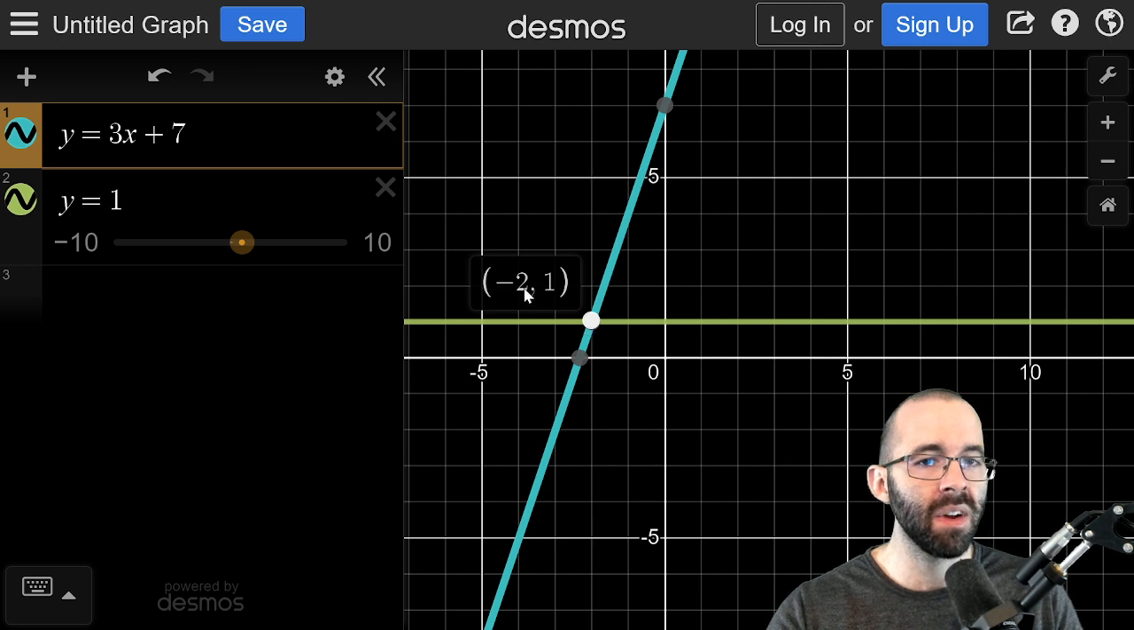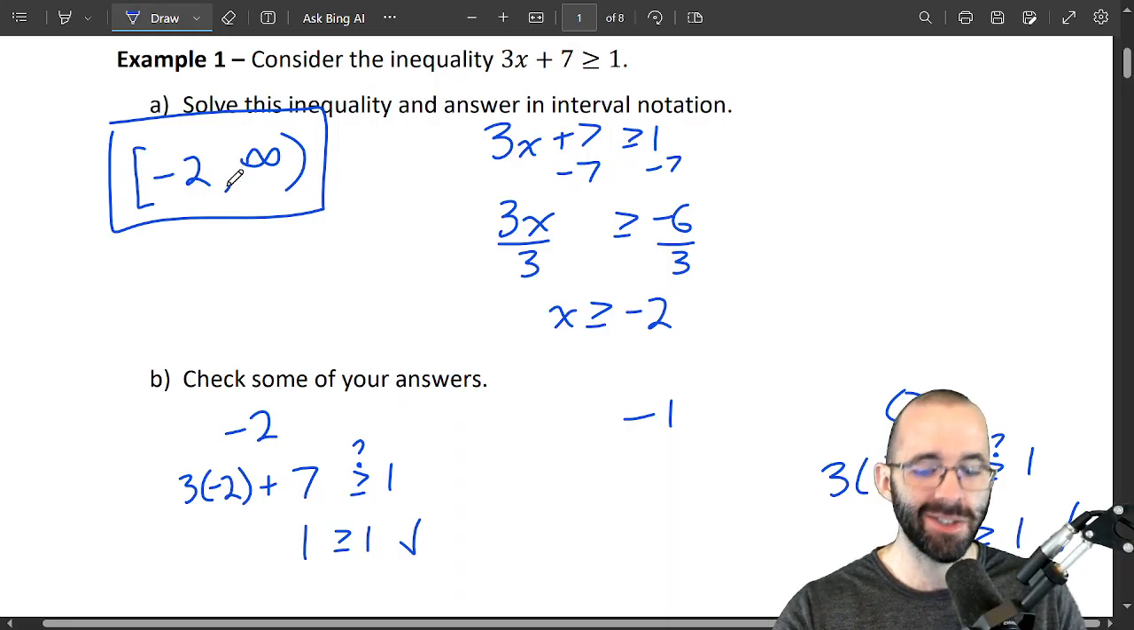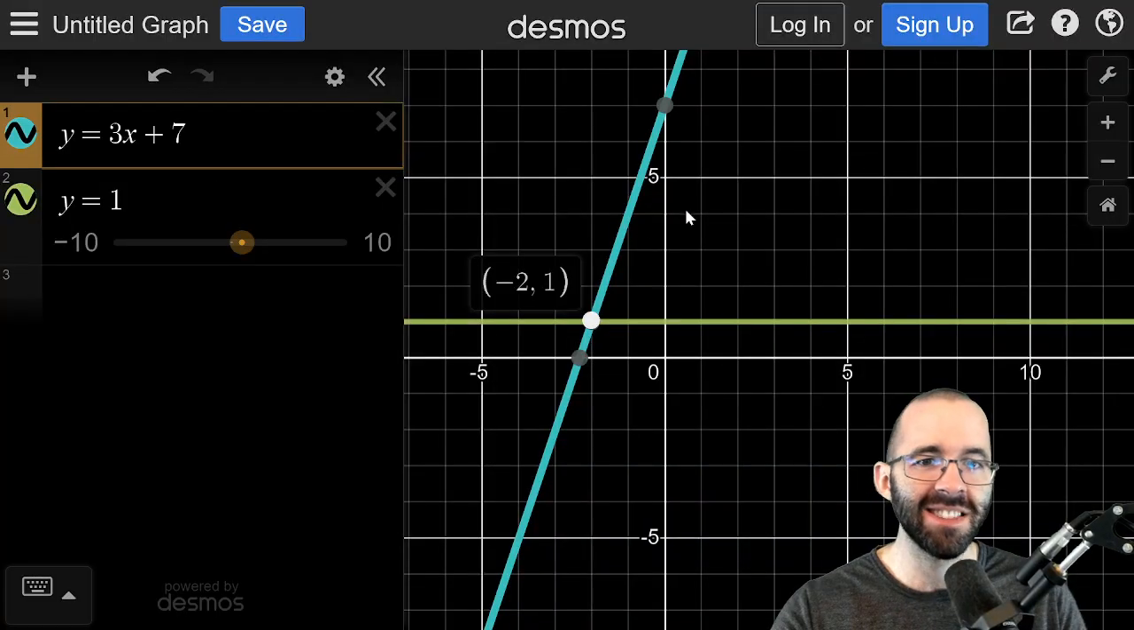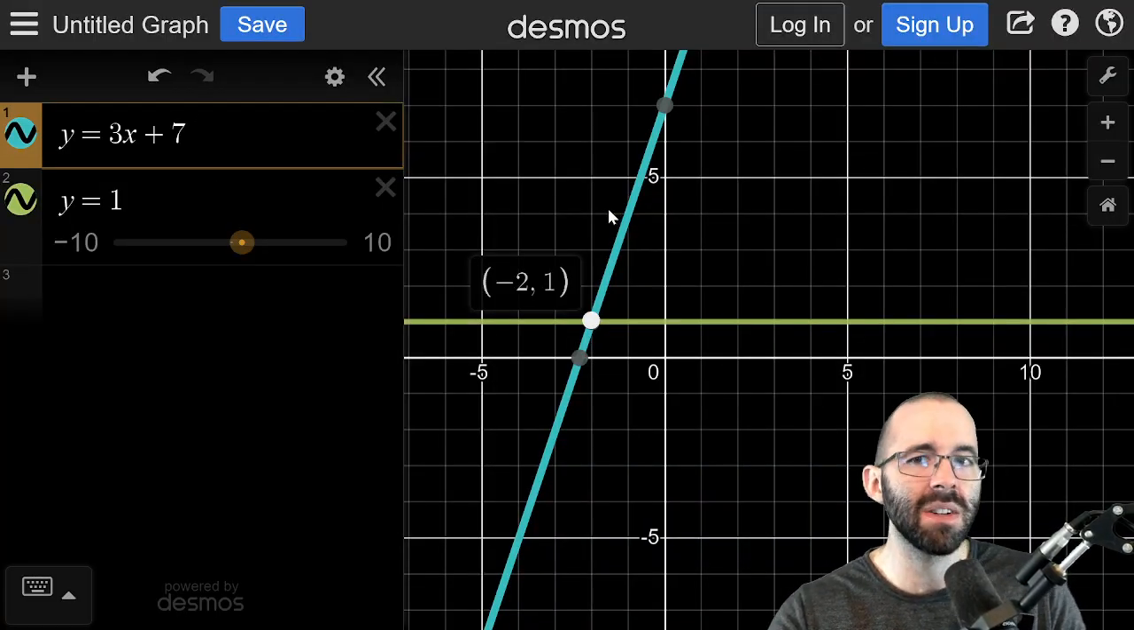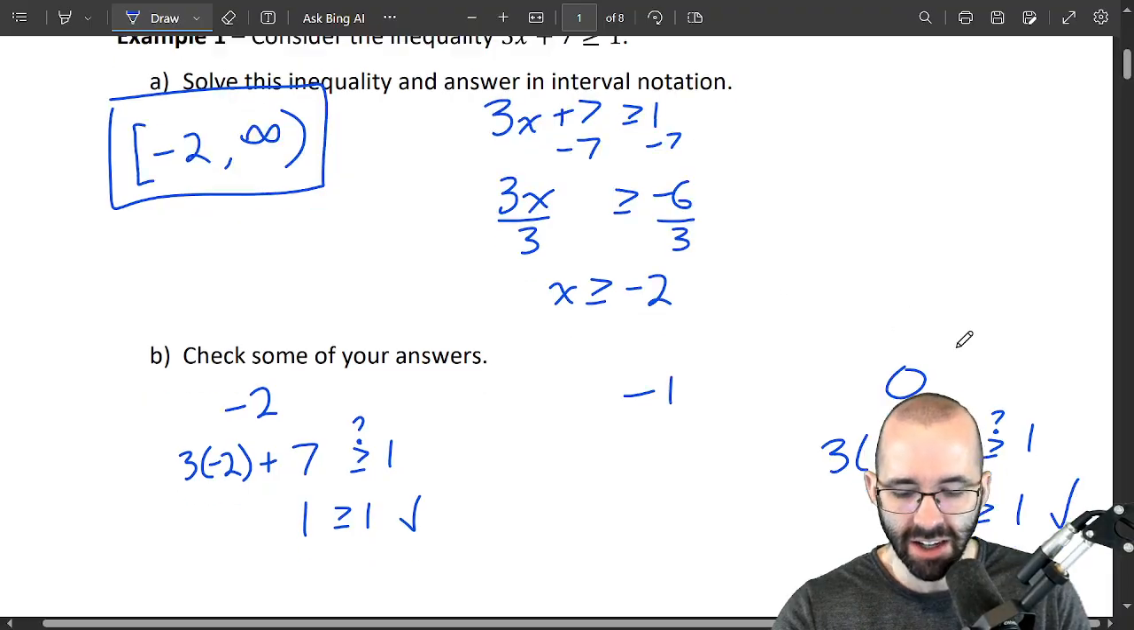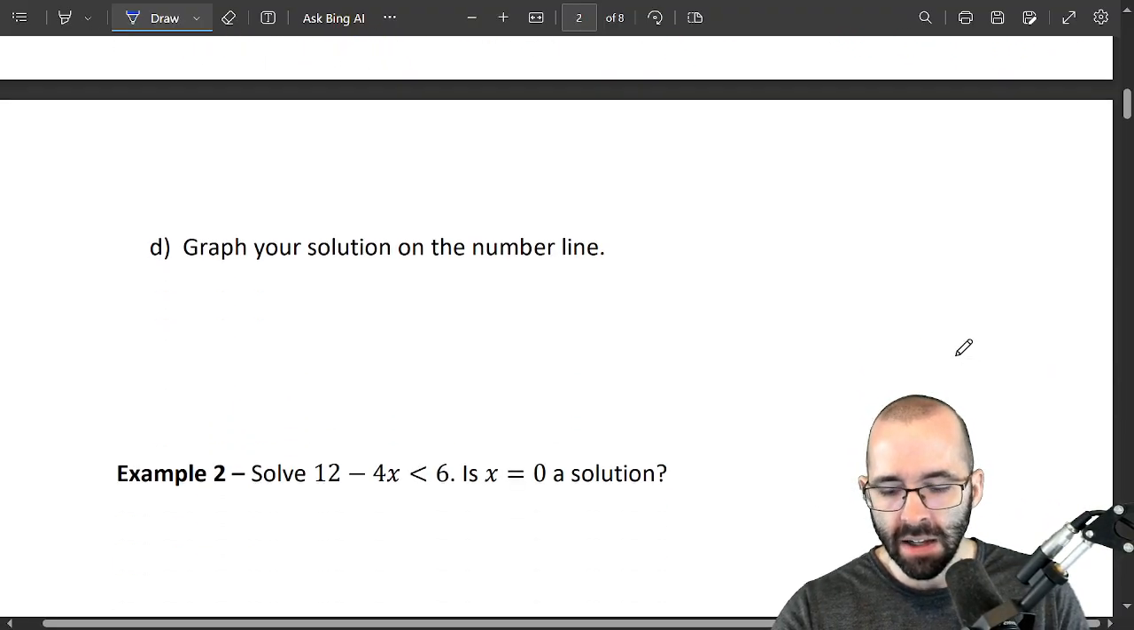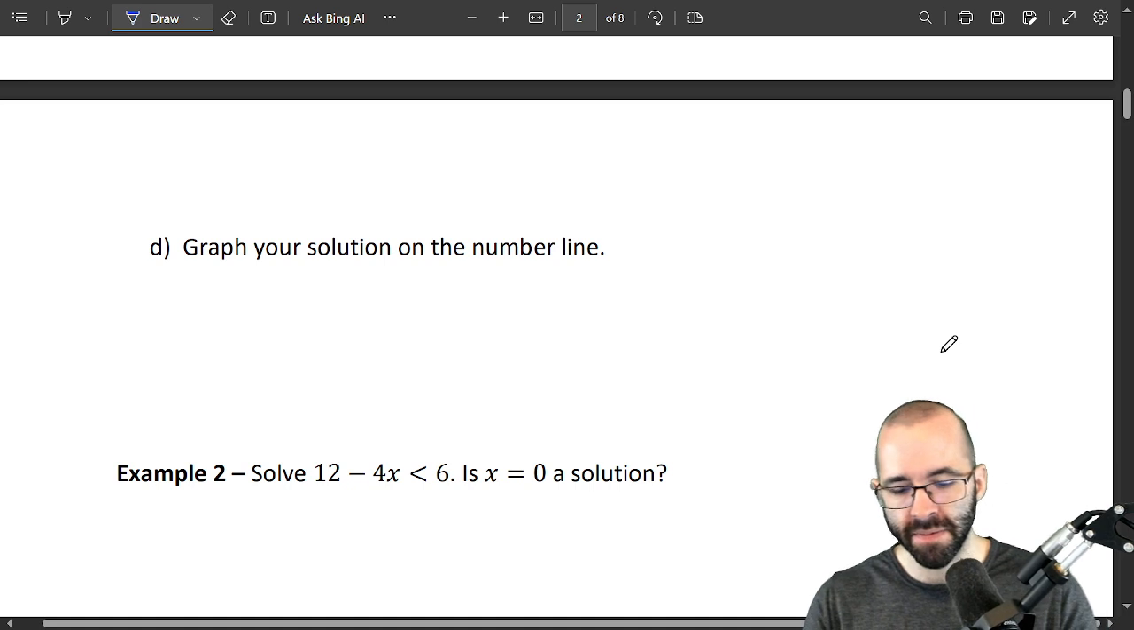What's to the right of this point? This is the point where x is negative 2. What's to the right of negative 2? This interval. All right, that's visually what it can look like. We won't graph these very much, but if you want to see visually, you can look at it that way.